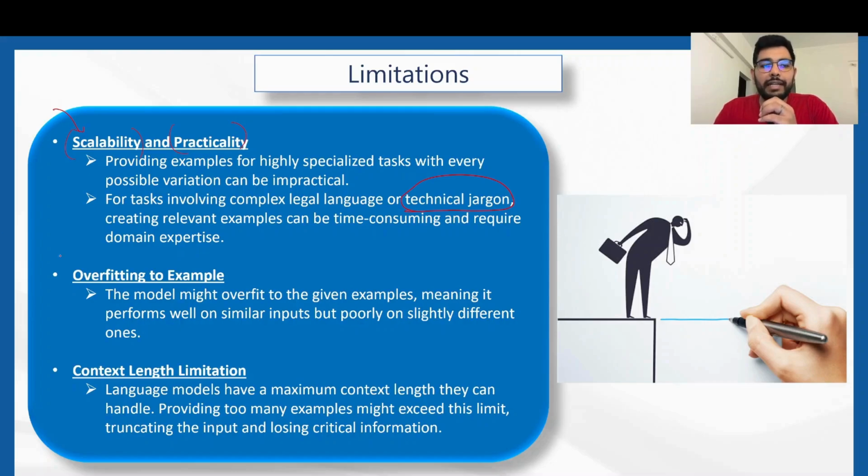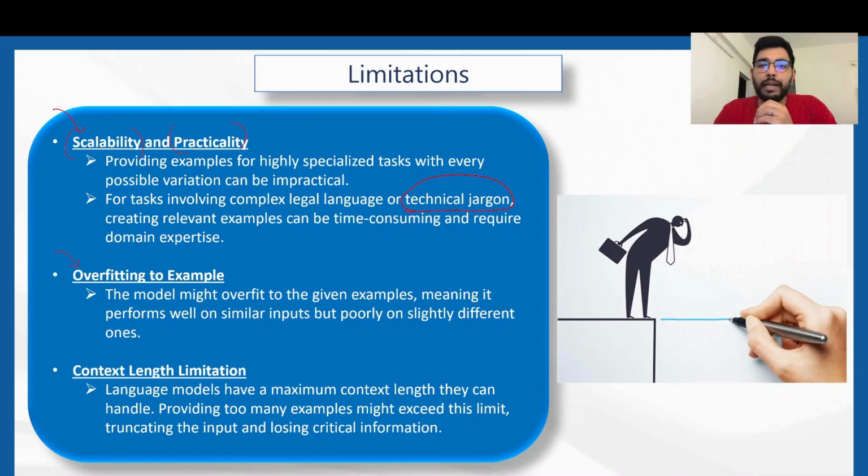Coming to the second limitation, that is overfitting to examples. Since we give examples for the model to refer to with respect to multi-shot prompt engineering, there is a chance that the model might overfit to these examples. That is, in the unseen data, that is the queries that we are trying to ask after we have exposed the model to these examples, if there are queries similar to the examples that are provided, the model gives a valid or good or expected output. But if we give slightly different queries with respect to the examples that it was exposed to, it might perform poorly. This is the problem of overfitting with respect to multi-shot prompt engineering.